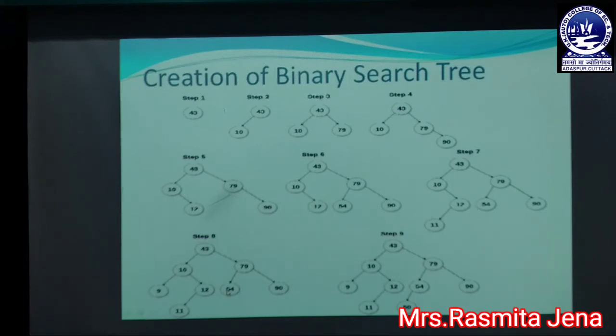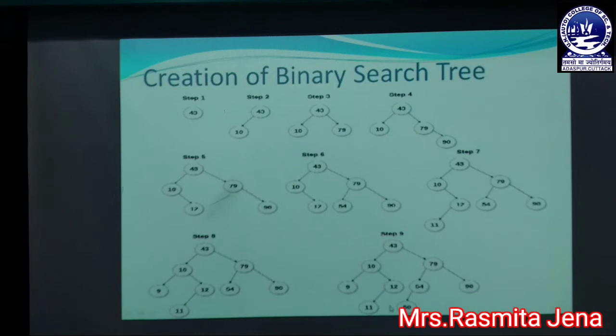Okay, and the next element is 9. Then 9 is compared with 43. As 9 is less than 43, it will be inserted in the left subtree. Again it will be compared with 10, and as it is less than 10, it will be inserted at the left node of the node 10.